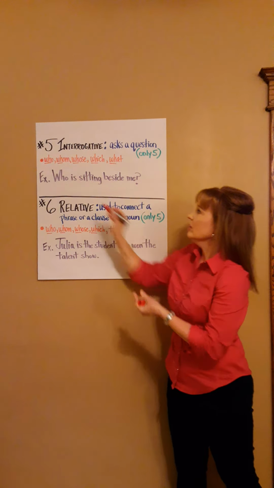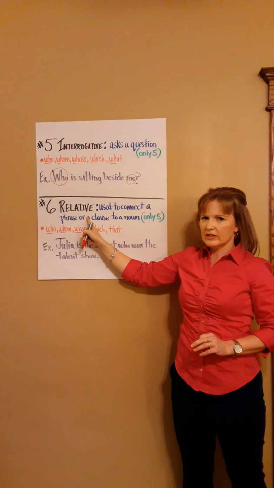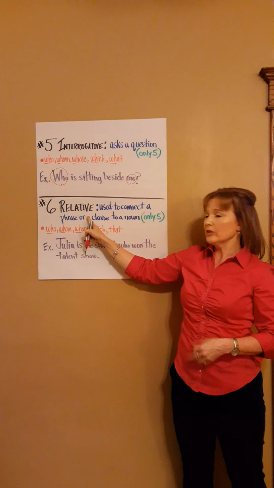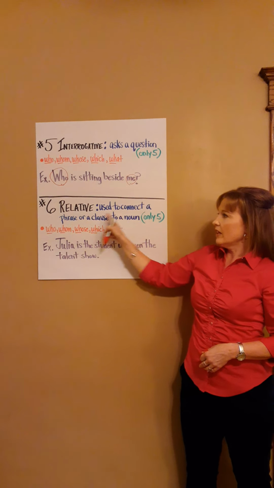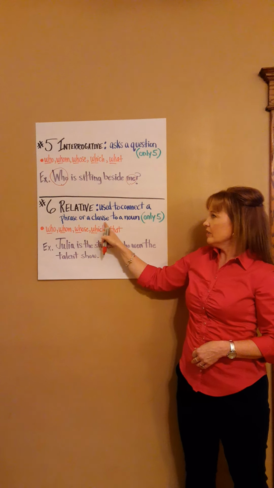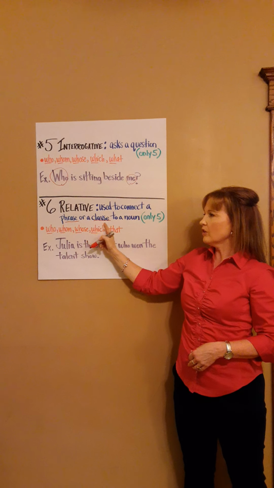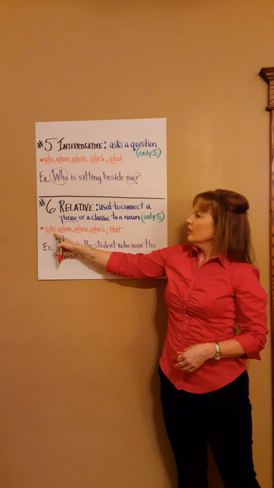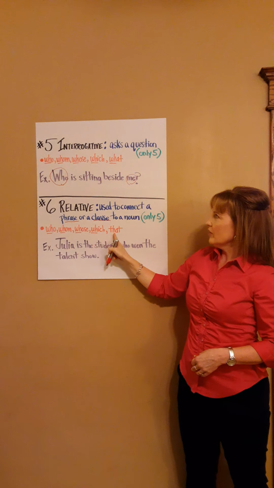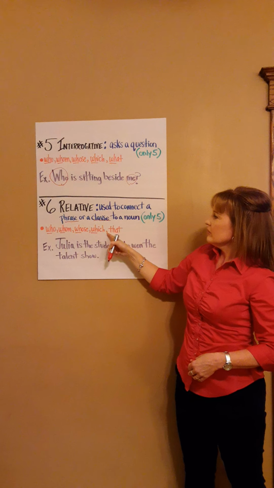And the last type is relative. And these might be the trickiest type as you get more advanced in grammar lessons. These are used to connect a phrase or a clause to a noun. And phrase and clause is a little advanced. You may know what these are or not, but I'll show you down here. Who, whom, whose, which, and that. A lot of similarities, okay?